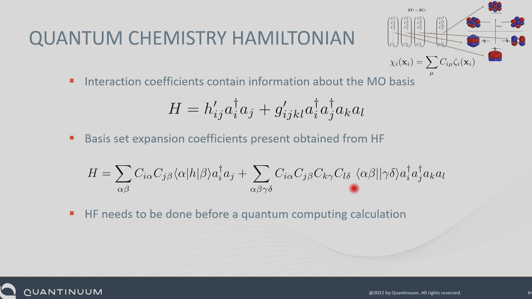But you can see that you might do your quantum computing calculation and you'll get a chemistry Hamiltonian. The terms contain all the information about the shapes of the orbitals, basically. That's the moral of the story. So your interaction parameters in second quantization contain the Hartree-Fock molecular orbitals expansion coefficients. So that's why you need to do this lower level of theory calculation first and then apply. And I'll explain why you need to do higher order theory in a second.